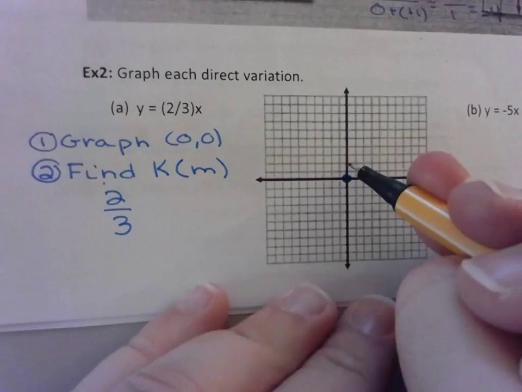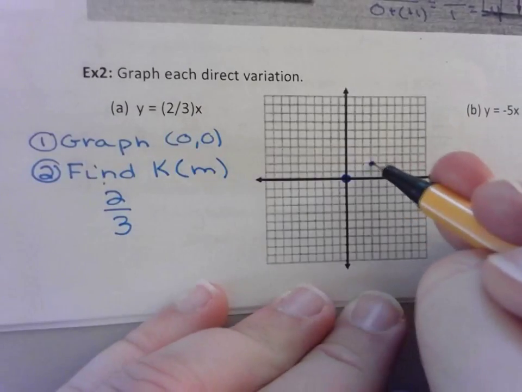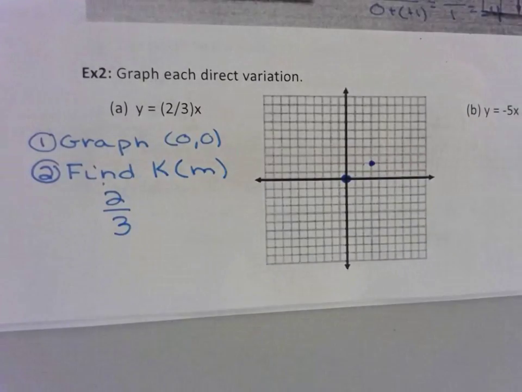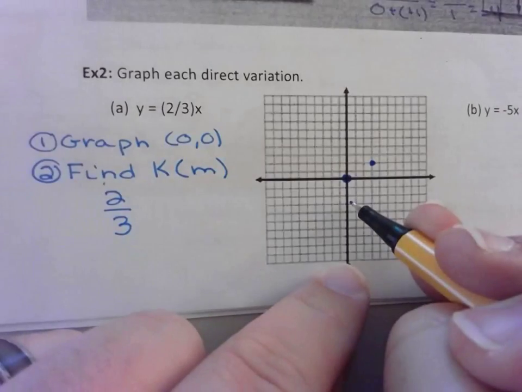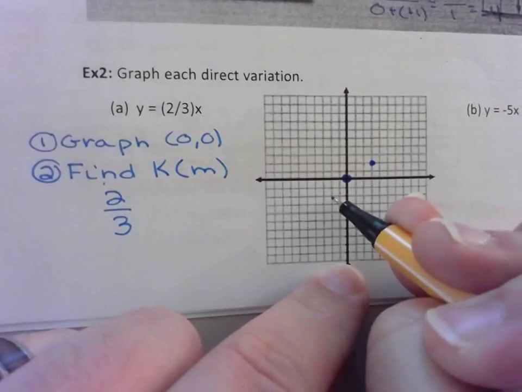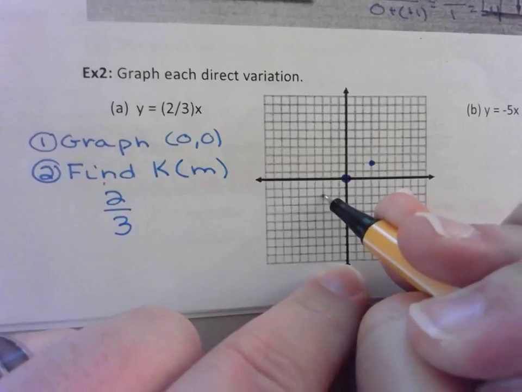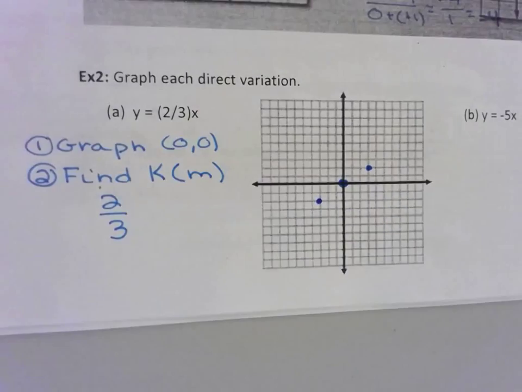Up 2? Right, 3. They're both positive. Positive 2 and a positive 3. So I go up 2, right 3. I have to have 2 points to graph a line. How else could I get another point? If I went up 2 and it got me off the graph, how could I get another point and still keep it positive? I could go down 2, which is negative, so I'd have to go, which direction 3? Left. So you can also do double negatives. You could go down 2 and left 3 because 2 negatives make a positive.